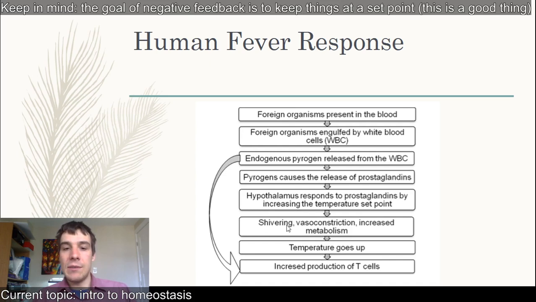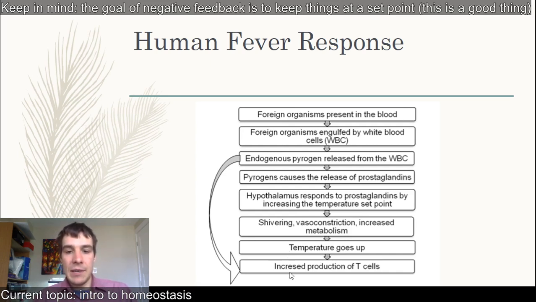It sends out signals to the muscles to start shivering. It sends out signals to your blood vessels to constrict. All of the outside blood vessels, like in your hands and your nose and your lips, constrict to make more of your blood flow into your core. And it also kicks up metabolism, so your cells in general just start using more sugar. And that makes the temperature go up because we're wasting heat. The second law of thermodynamics says that every process produces heat. The temperature will go up.